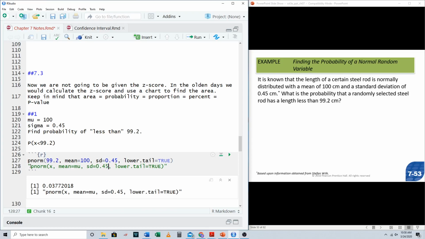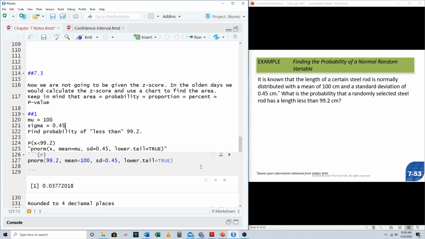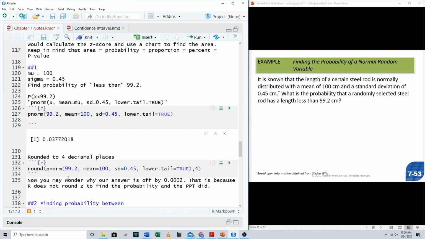I'll have to figure out how to not type that out, so I'll just put it up here instead. That way I won't type that out. So again, we always want to round our probability to 4 decimal places. So here's the same function, just rounded to 4 decimal places.